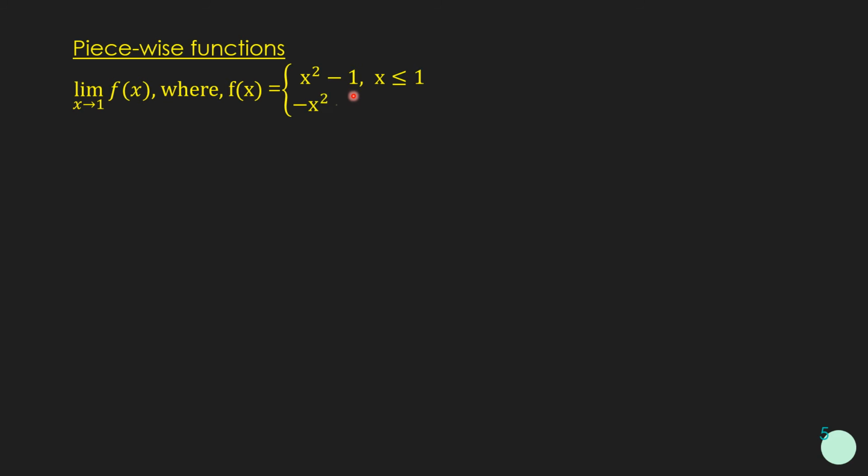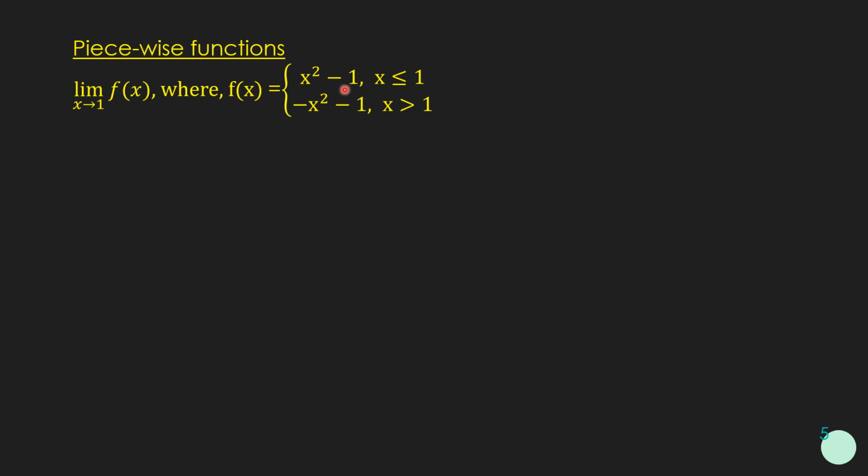Now we will understand how to find limits of piecewise functions. Now what are piecewise functions? Piecewise functions are defined differently in different sections of their domains. For example, consider limit f(x) as x approaches 1, where f(x) is defined as x square minus 1 when x is approaching 1 from left hand side, and f(x) is defined as minus x square minus 1 when x is approaching 1 from right hand side.